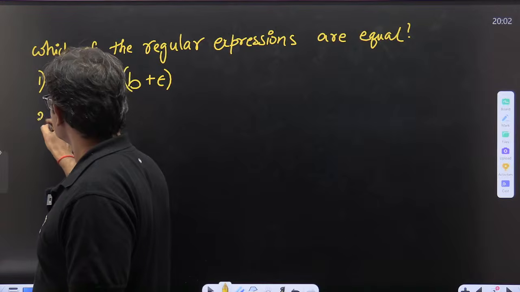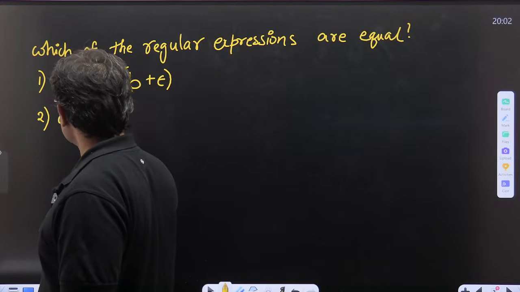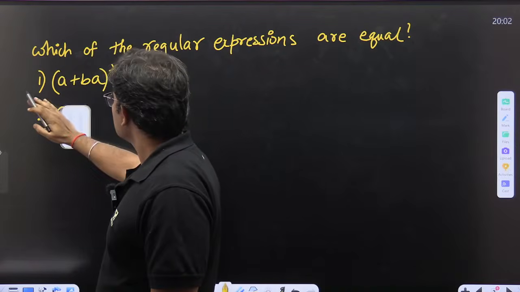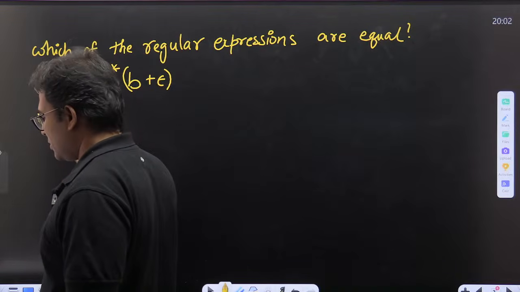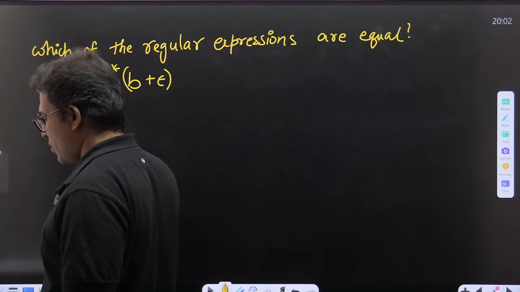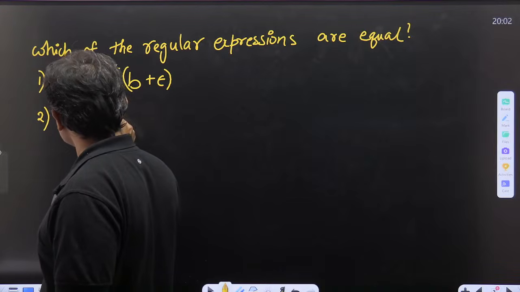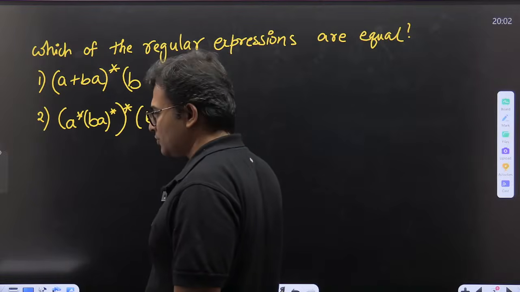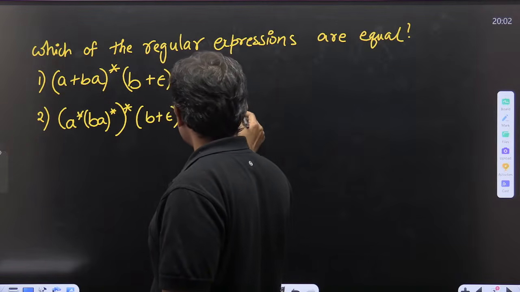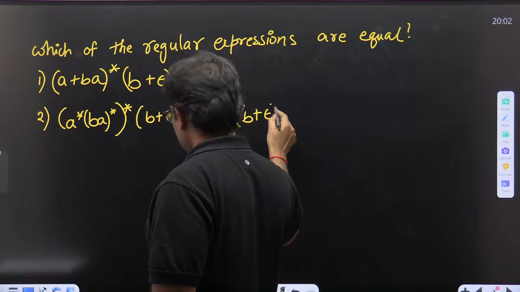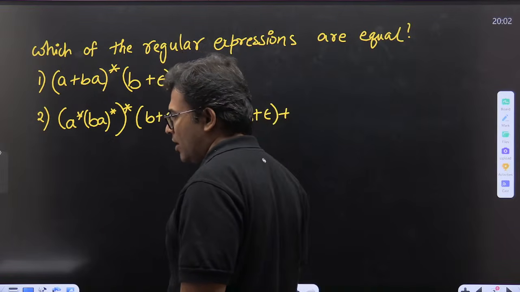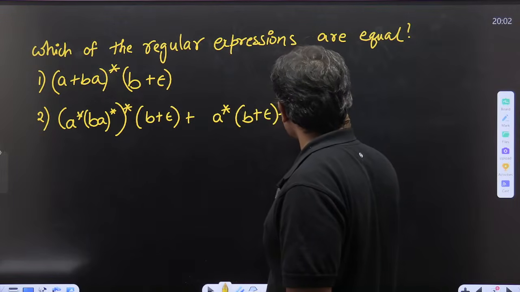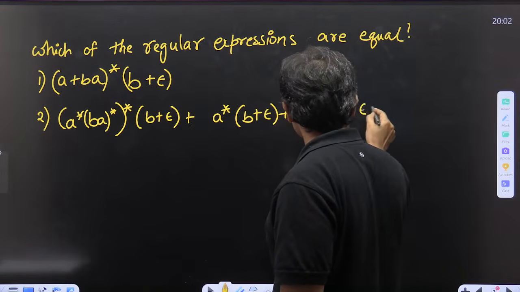2. Oh no, this 2 is A star, BA star, whole star, B plus epsilon, plus A star, B plus epsilon, plus BA star, BA star, B plus epsilon.